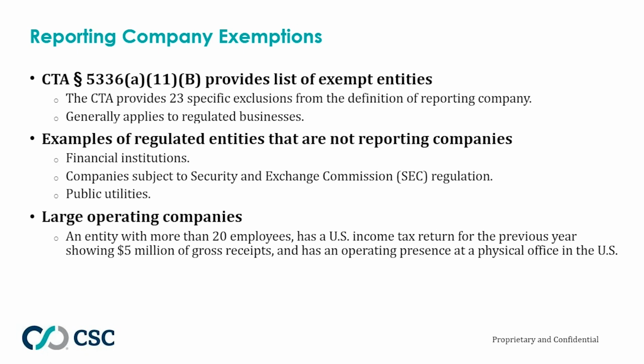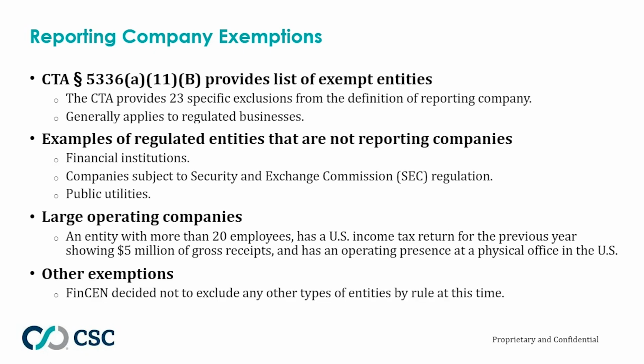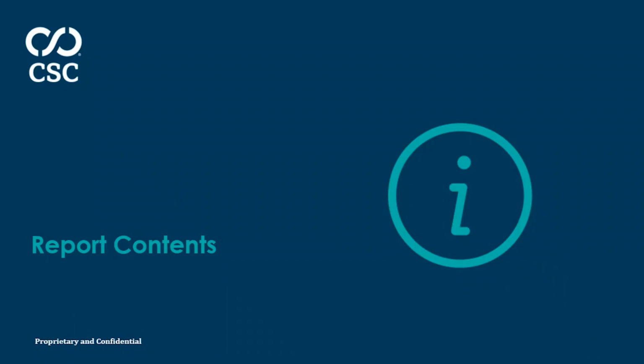A newly formed company cannot be a large operating company because it doesn't have a tax return for the previous year showing $5 million. And there may be other exemptions in the future. Congress did allow FinCEN to come up with others if they felt it was appropriate, but at this point, FinCEN has decided not to exclude any other types of entities at this time.